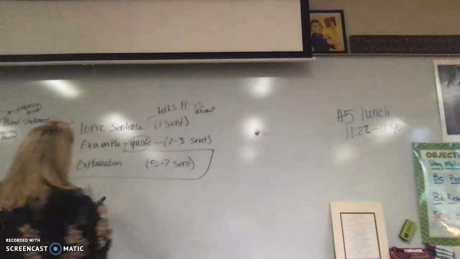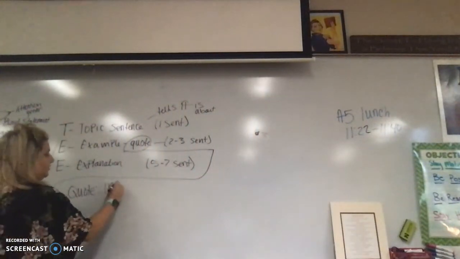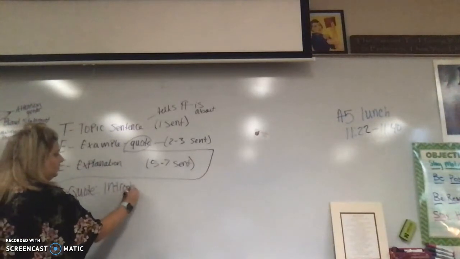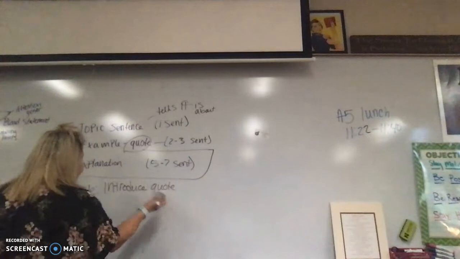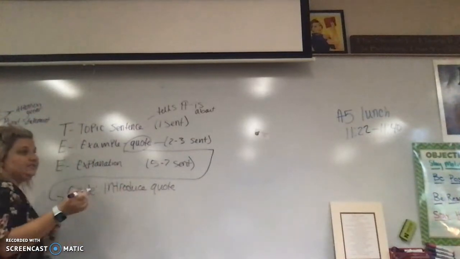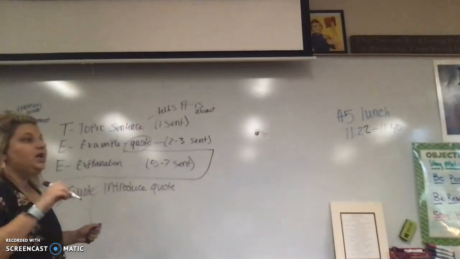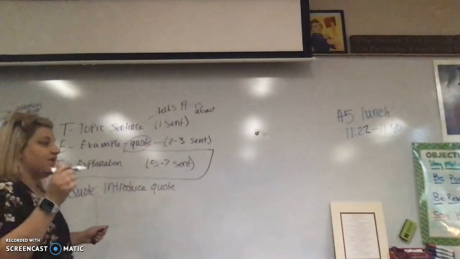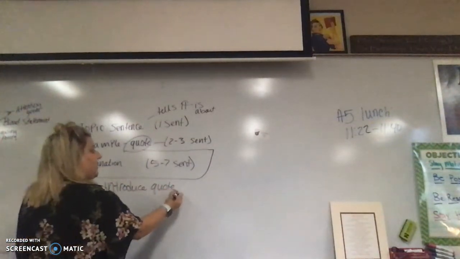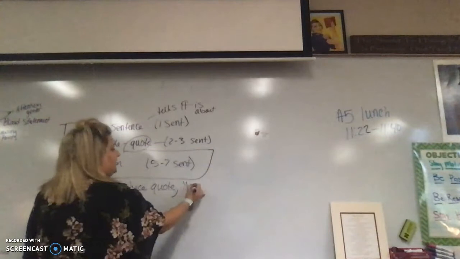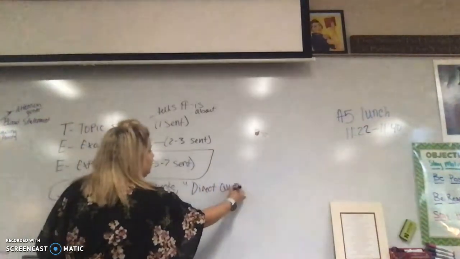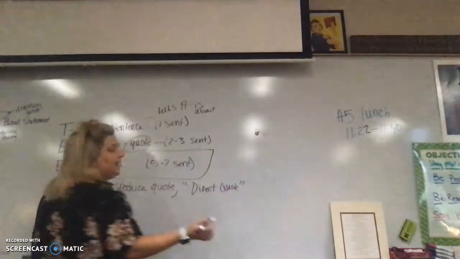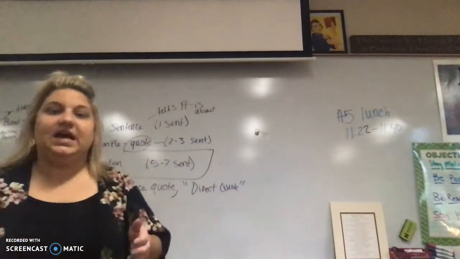So a quote, you need to introduce the quote, which usually means like in the text, Gatsby says, or Fitzgerald says, or something. You just have to put something there. That is followed by a comma. Then you give the direct quote. If it's from the text, you literally write it exactly how it's stated in the text.